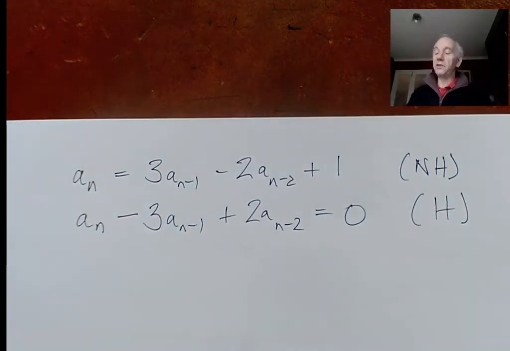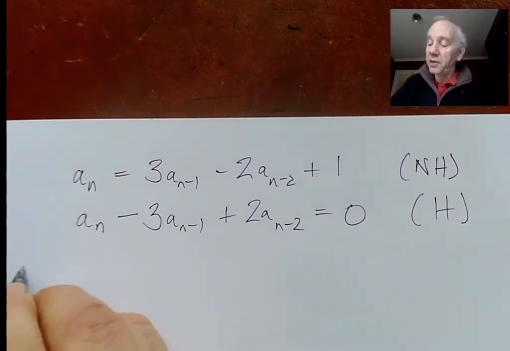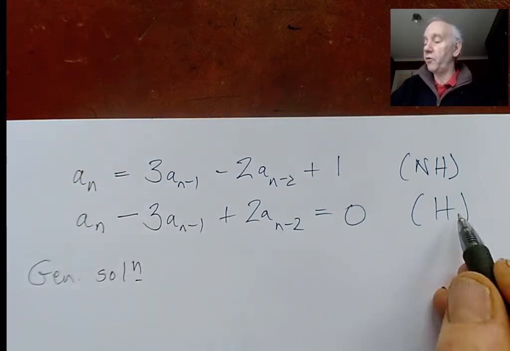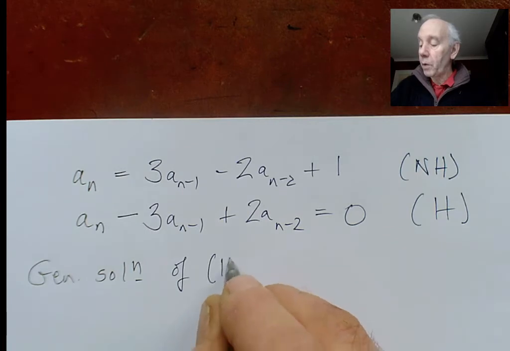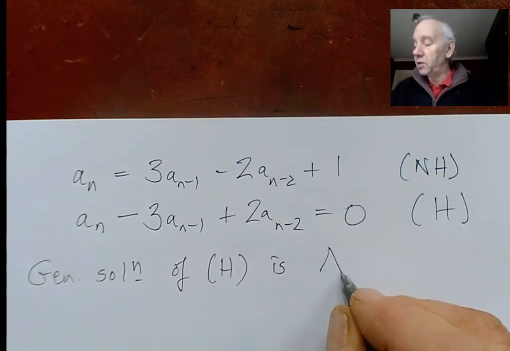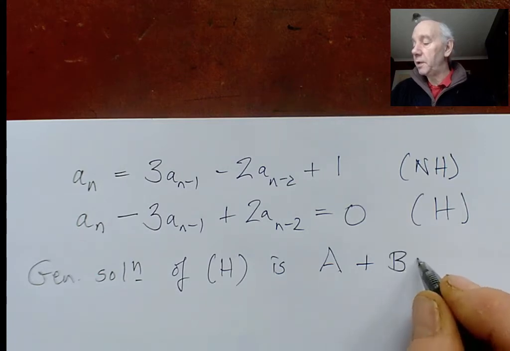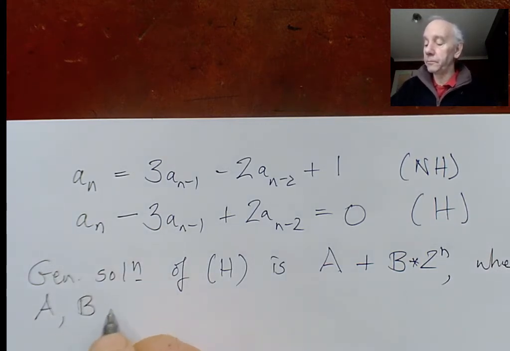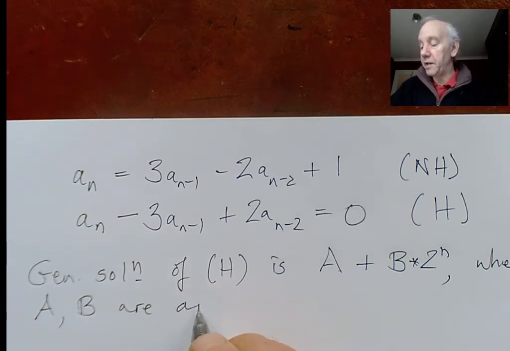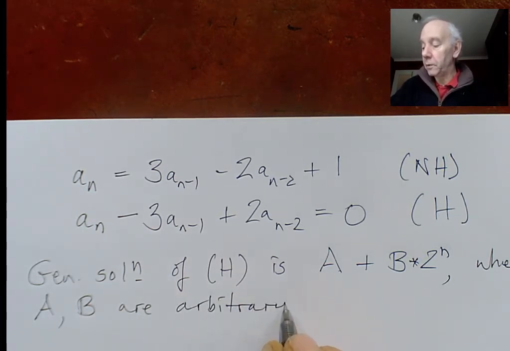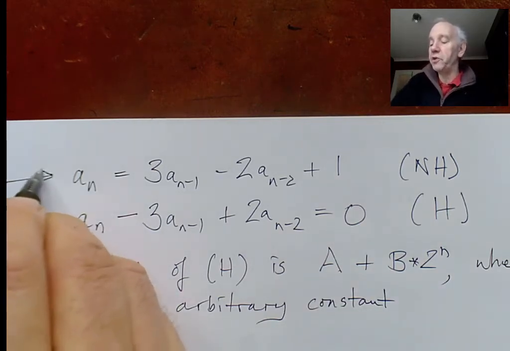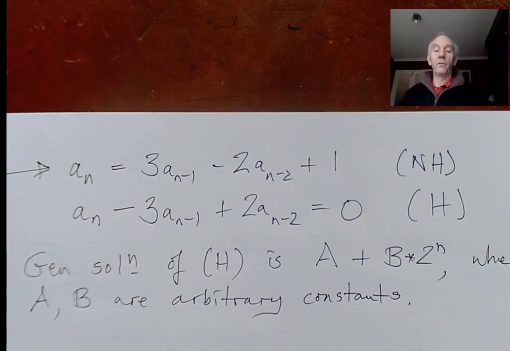Okay, and what I'm telling you is that the homogeneous equation has this general solution. Any solution of the homogeneous equation, the second one, has to have the form capital A plus capital B times 2 to the n, where A and B are arbitrary constants. They can be anything for the moment, because I haven't mentioned the initial conditions; we haven't even got back to our original equation. But we made some progress.